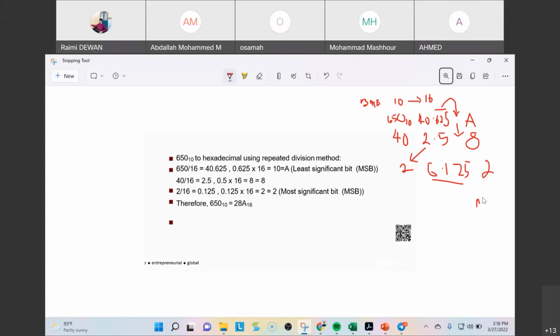So 0.125 times 16 now. 0.125 times 16, what do you get? You get the digit 2. So you read from here: this is the most significant digit, going down and going up, and this is the least significant digit. So you will have 2, 8, and A in base 16, which is equivalent to your 650.